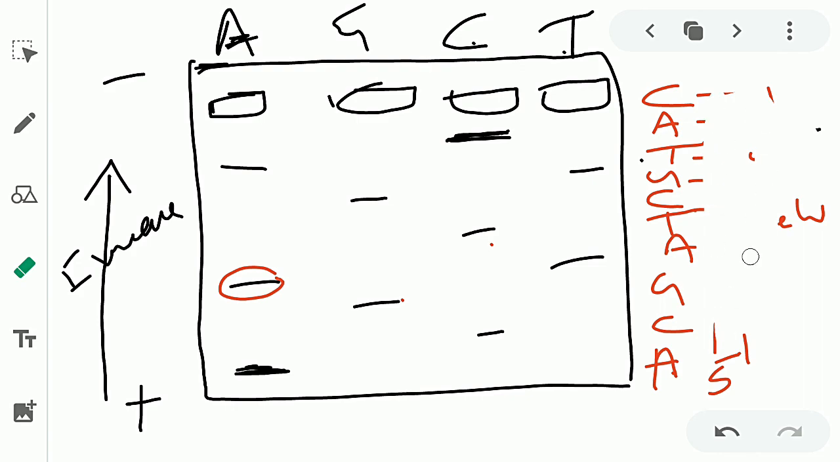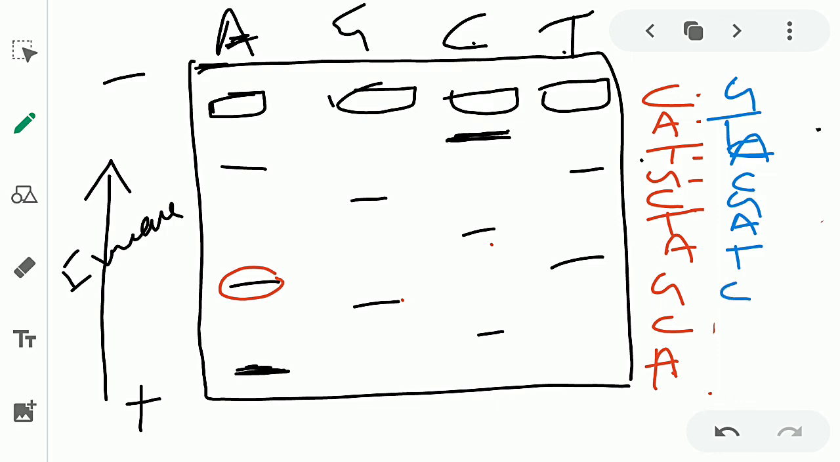Let us see what the original sequence will be. The original sequence will be, opposite to C is G, T, C, sorry, A, C, G, A, T, C, G, T. This side will be 5 prime, this side will be 3 prime. So this is Sanger's dideoxy chain termination method of DNA sequencing.